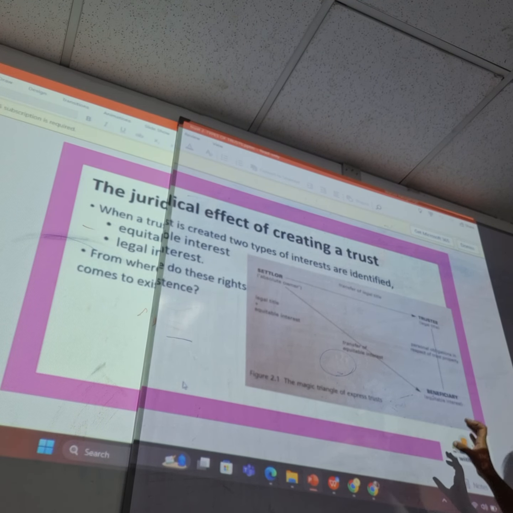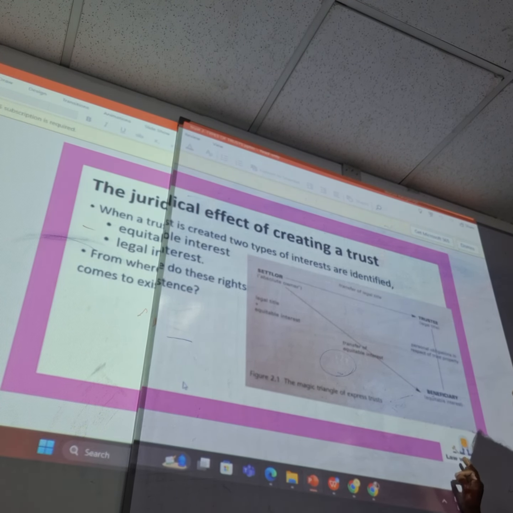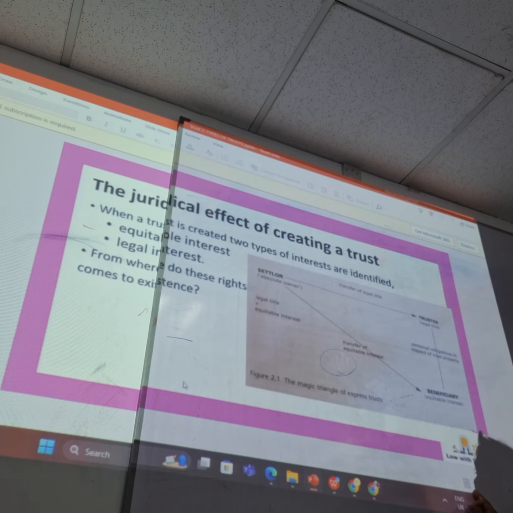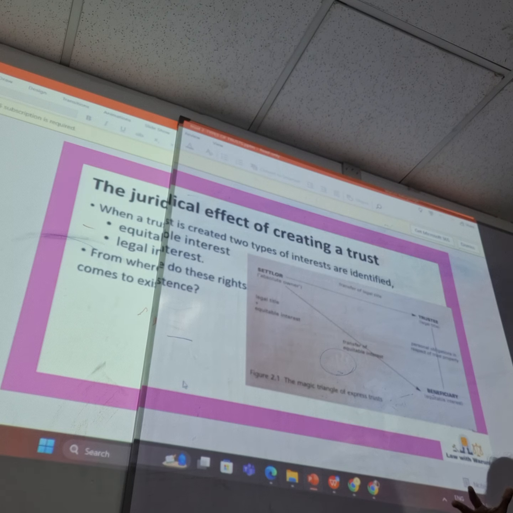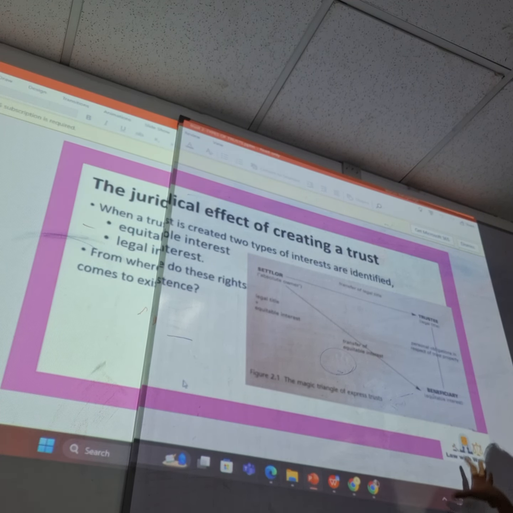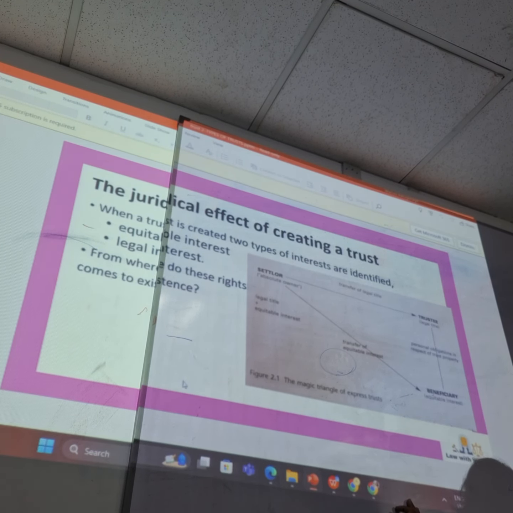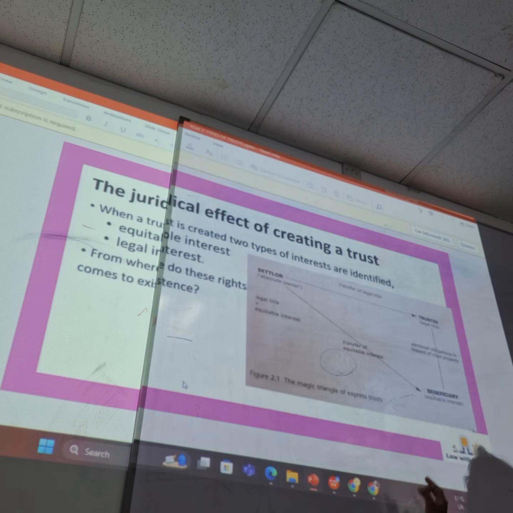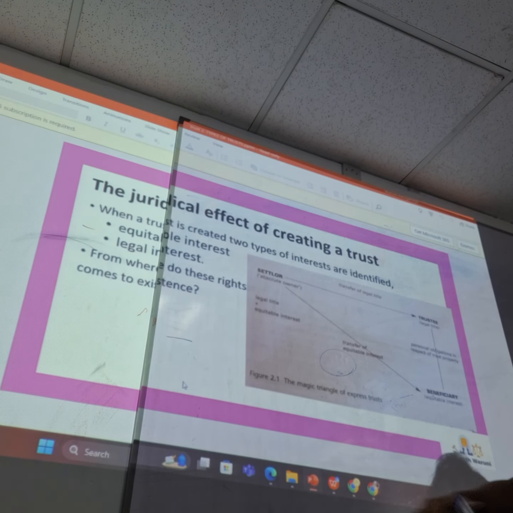But this concept of juridical effect, understand it very carefully, because some books are not explaining it very clearly. Some books are explaining it actually in a wrong manner. The best book that you could read for law of trust is a book written by J.E. Penner. I'll share the PDF with you all. So under juridical effect, what happens?